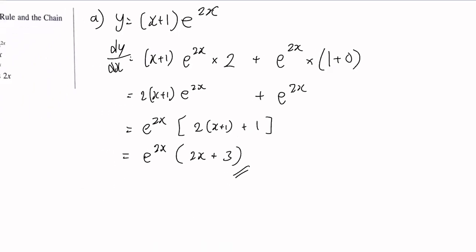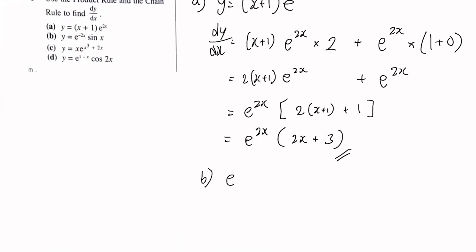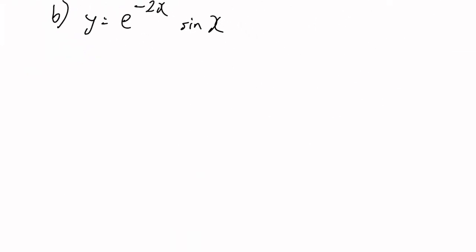Okay, part A is done. Let's try part B. Part B is y equals e to the power of negative 2x times sine x. Try. Your turn. It's the same. Product rule. Okay, copy paste e minus 2x.